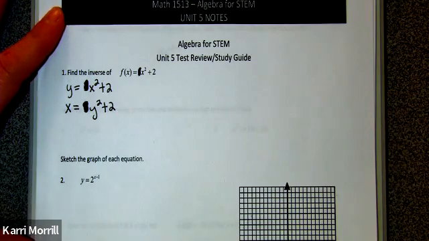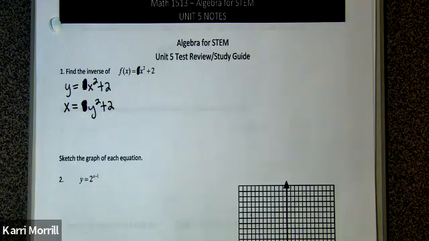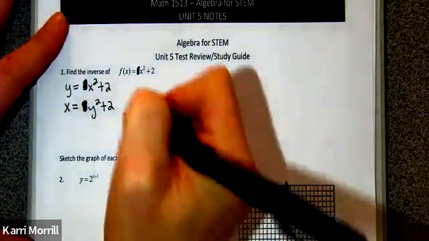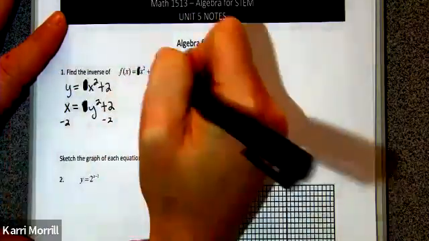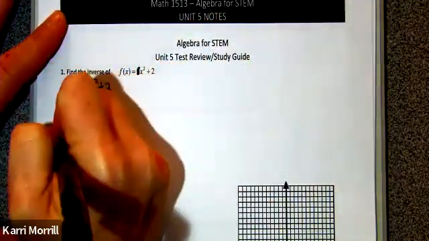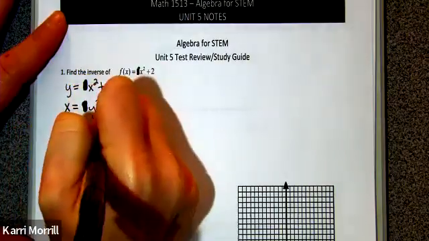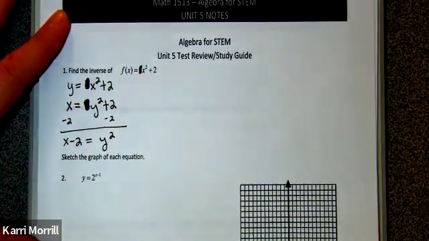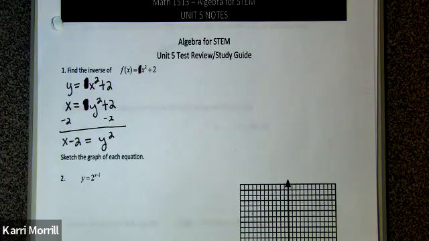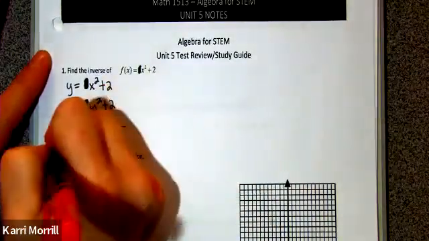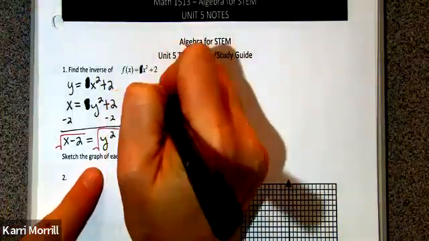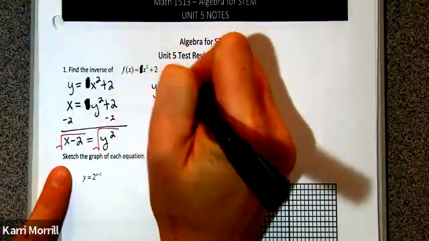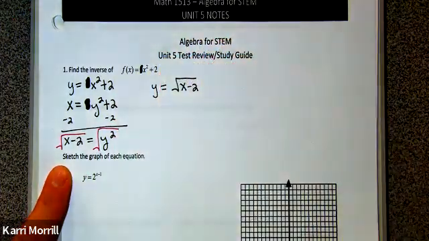Okay, so then remember, once we've changed our x and y spots, we want to isolate our y. So what I would do is subtract 2 from both sides. So we would have maybe x minus 2 equals y squared. And then from here, we're going to take the square root of y squared because we want to know what y is, not y squared. I'm just going to kind of mirror it and say y equals the square root of x minus 2.